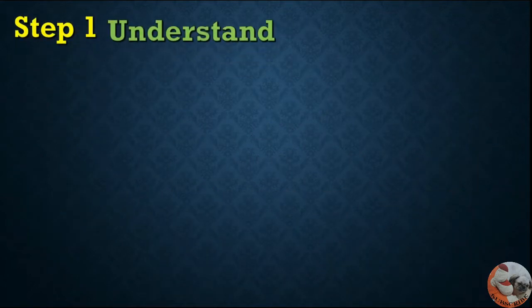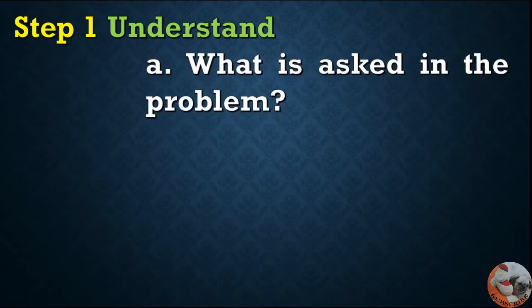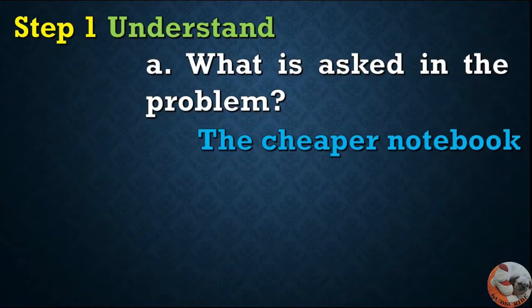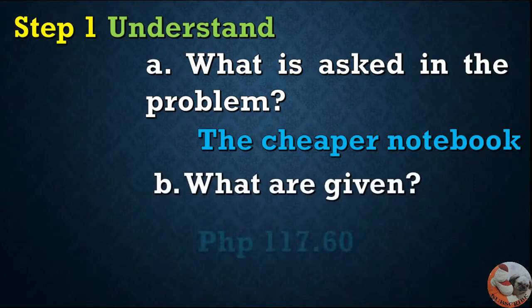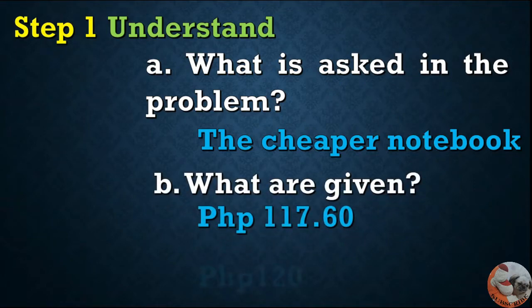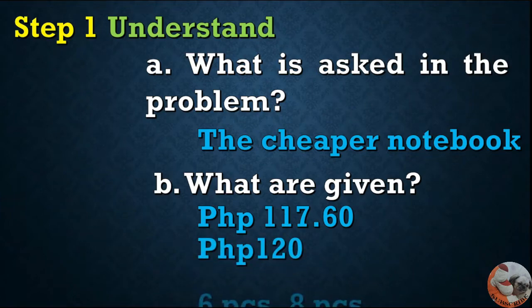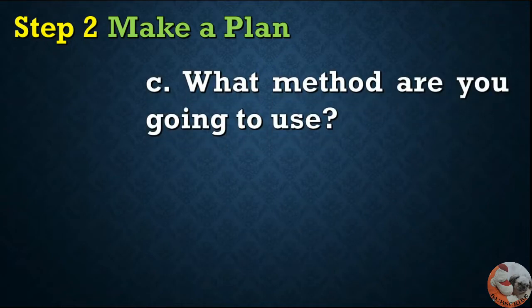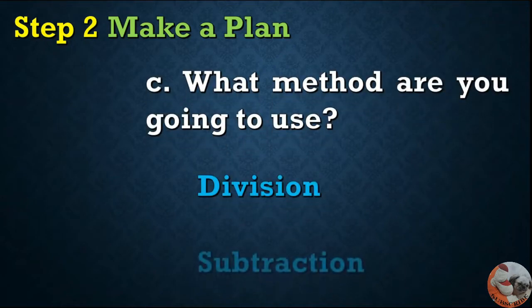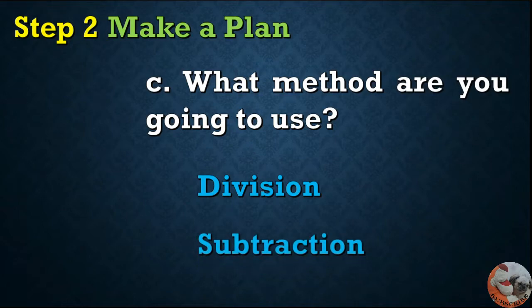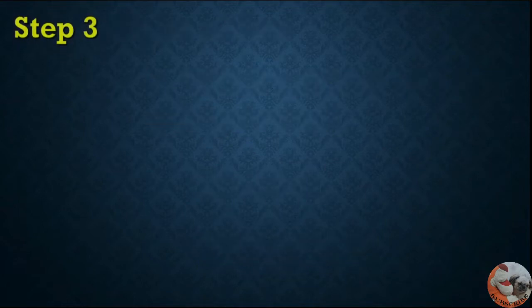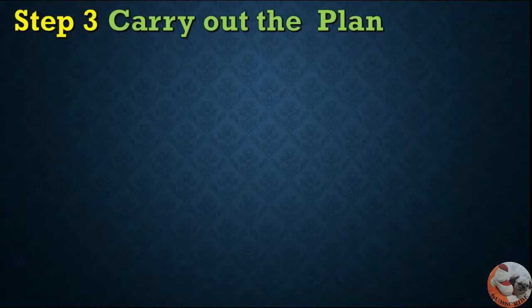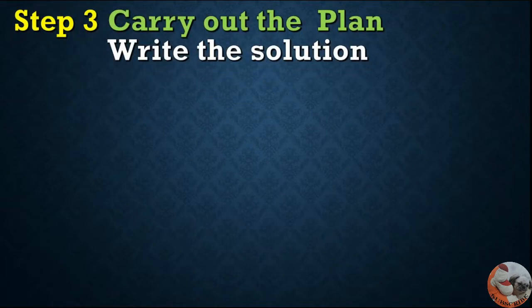So step 1, understand. What is asked in the problem? The cheaper notebook. What are given? 117 pesos and 60 centavos, 120 pesos, 6 pieces and 8 pieces. Step 2, make a plan. What method are you going to use? Division and subtraction. Step 3, carry out the plan. Write the solution.